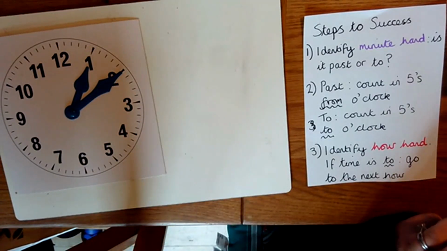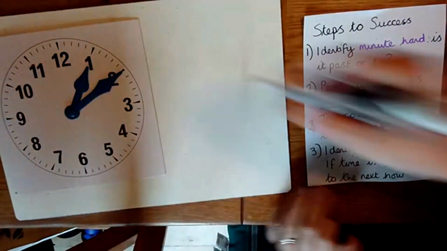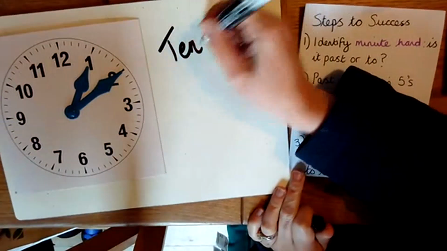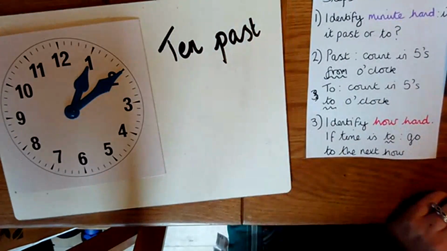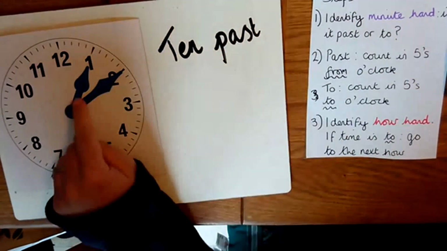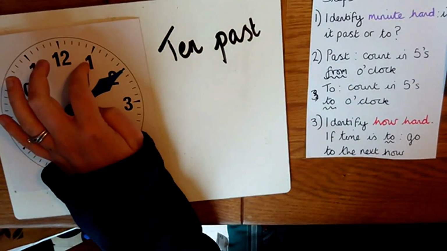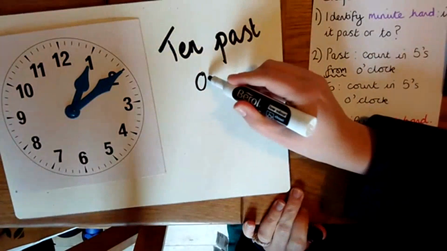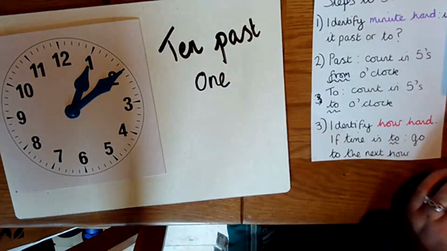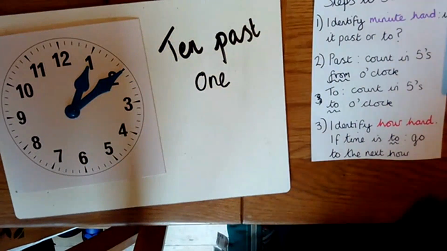We're then going to count in from o'clock in fives. 5, 10. That's right, what we know so far. 10 past. What's our hour? Let's look at the hour hand. It's the shorter hand. Where is my hour hand? It is at 1. So the time is 10 past 1 because we're not looking at to the hour, so which means we don't look towards the next hour.